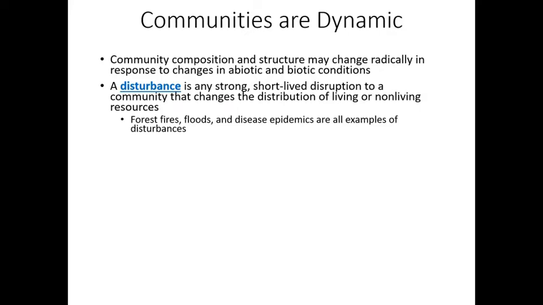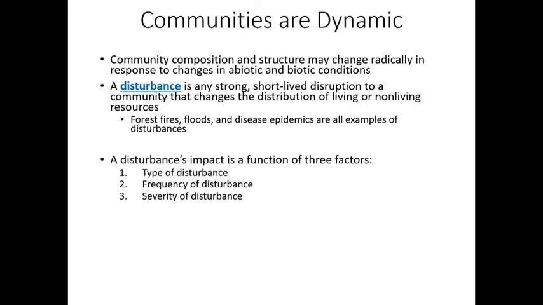And so this involves forest fires, floods, disease epidemics, things like clear cutting and mowing and grazing. All of these are disturbances to the existing communities. And so what will happen with the community is ultimately determined by what type of disturbance we're talking about, right? So was it a fire? Was it a clear cut? Are you just mowing the same community over and over again? The frequency of the disturbance, and of course the severity.